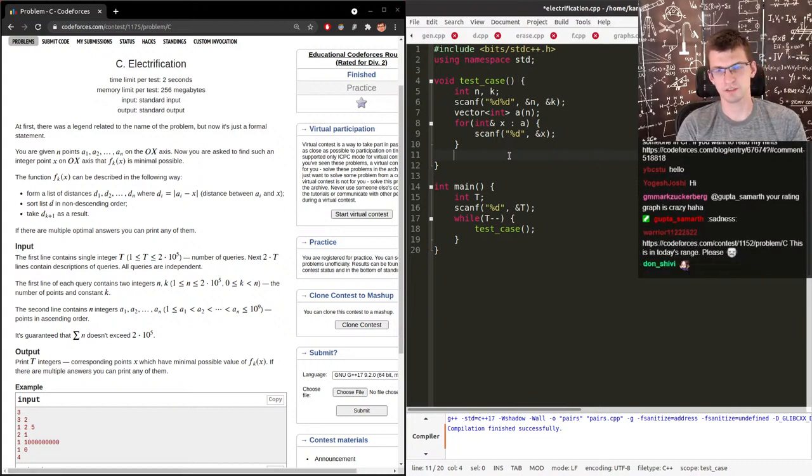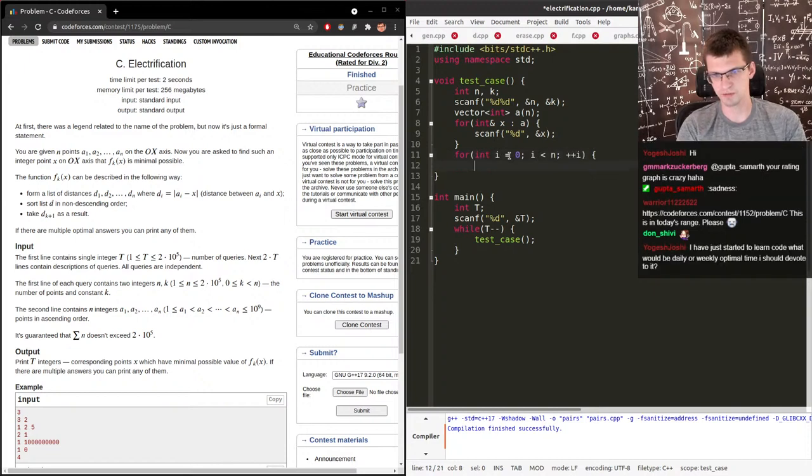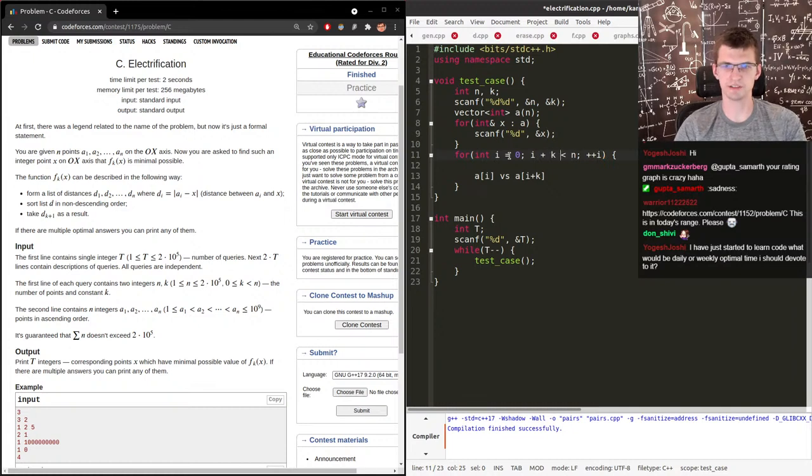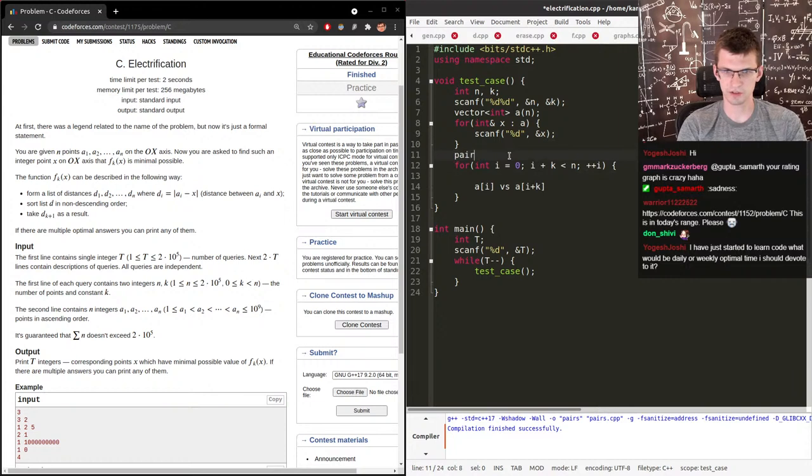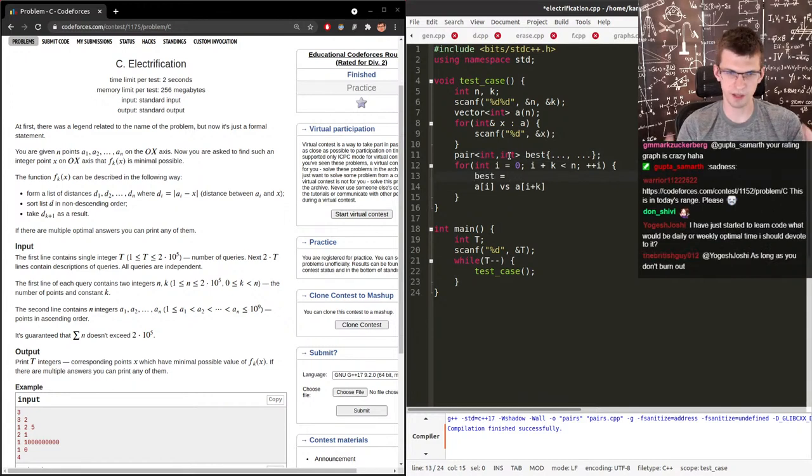Right, for every k consecutive points, and we figured that we do something like this, a of i versus a of i plus k. So as long as i plus k fits, and then I will store the best pair, and I want to minimize the distance. So I just minimize the distance between those two, then automatically the half of the distance will be minimized.